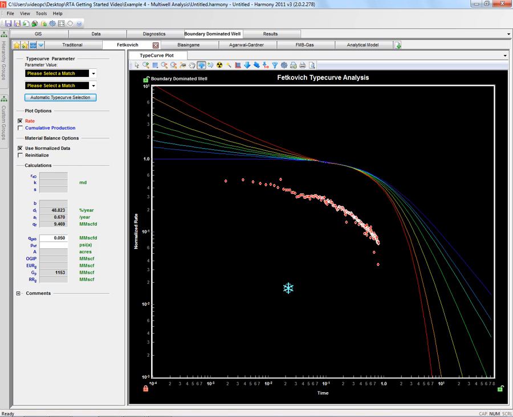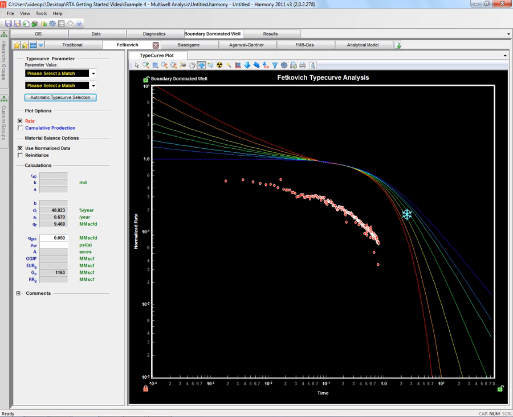or simple decline plots. For example, this downward concavity that we see in the data is indicative that the well is going into boundary-dominated flow. That's very important to learn whether your data is transient or boundary-dominated flow before we go ahead and try and model it or learn reservoir characteristics.